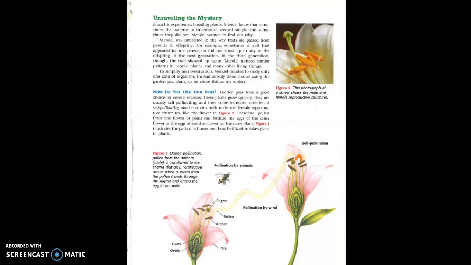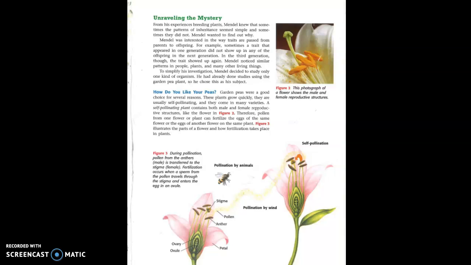A self-pollinating plant contains both male and female reproductive structures, like the flower in Figure 2. Therefore, pollen from one flower or plant can fertilize the eggs of the same flower or the eggs of another flower on the same plant. Figure 3 illustrates the parts of a flower and how fertilization takes place in plants.